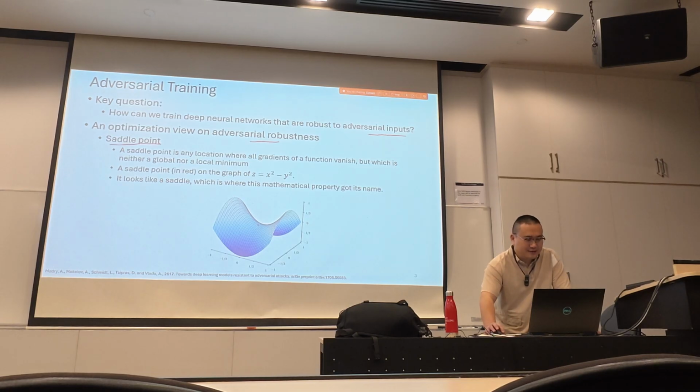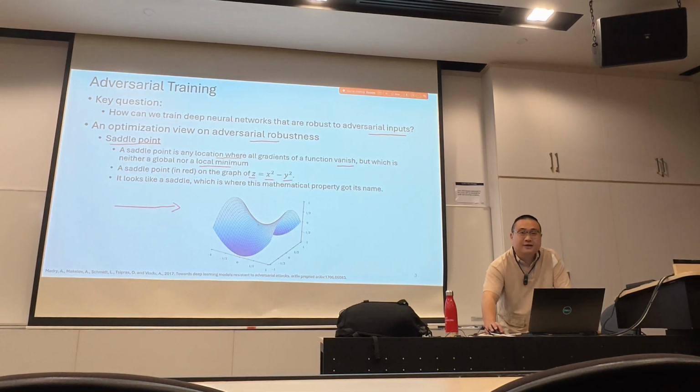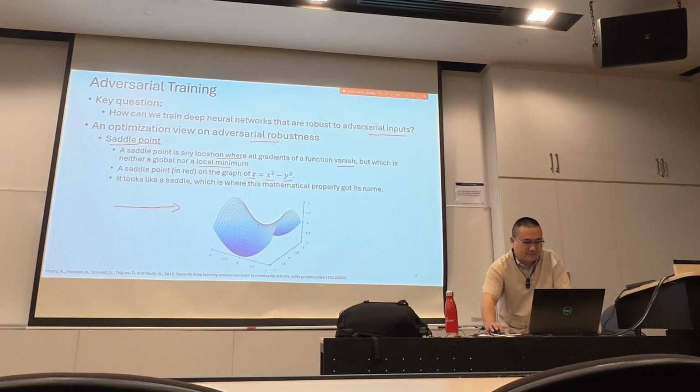So what is a saddle point? A saddle point is any location where all the gradients of a function vanish, but which is neither a global nor a local minimum. Here is a simple illustration for a simple formula. We visualize the formula z equals x squared minus y squared. Here we can notice the saddle point in the middle. You can see a red point here, and this is the saddle point. The whole surface looks like a saddle, and this is why it is called a saddle point.